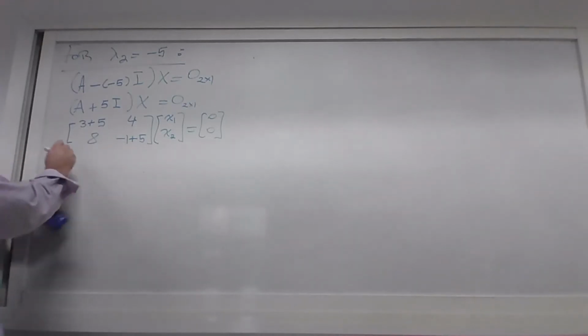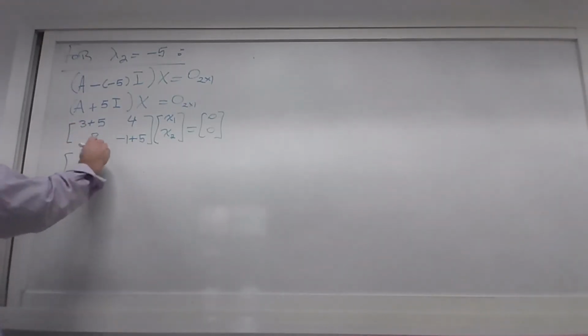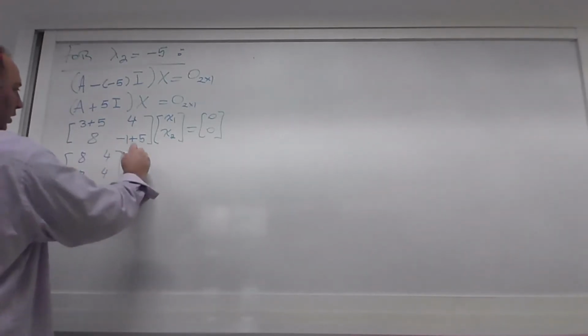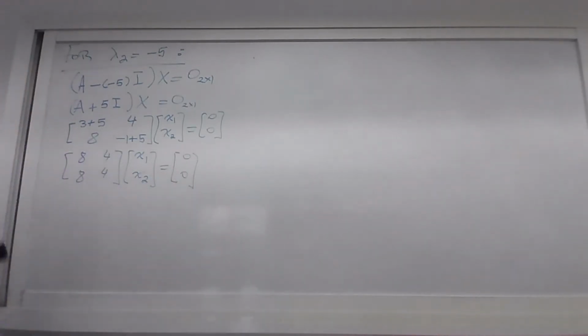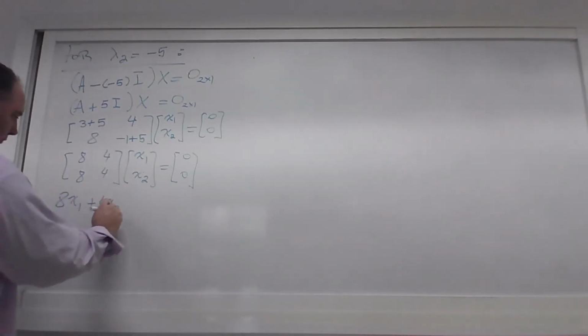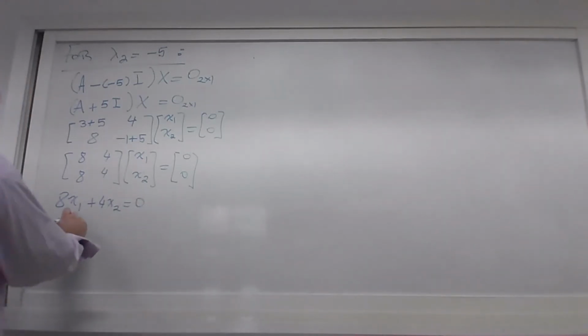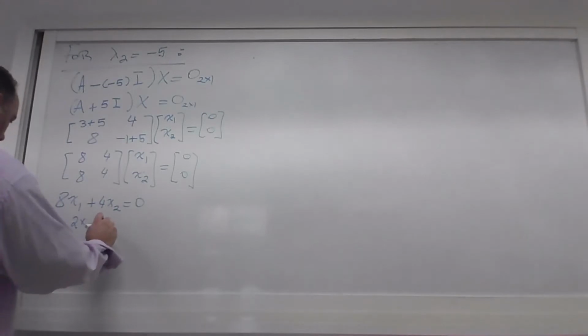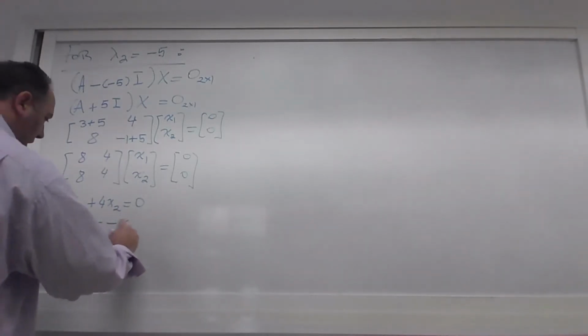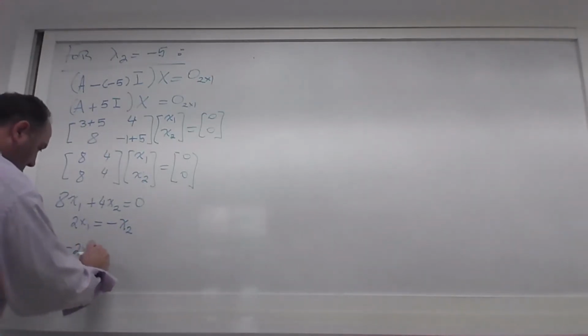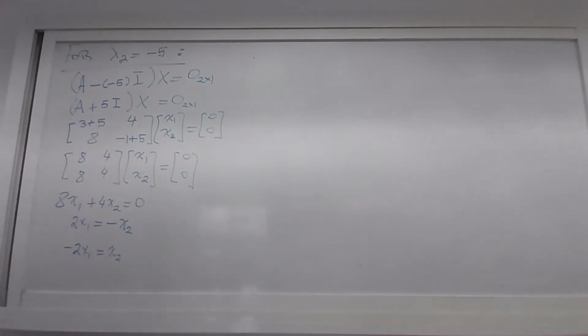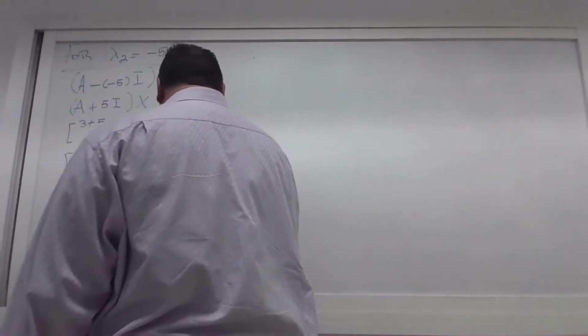So this one is 8, and this is 4, 4. Obviously, we know that the determinant of this matrix is 0. There is one row that is useless. The other one is useful, especially when they are both equal. So I need to solve this equals 0. So I have 2 x1 equal to negative x2. Or, if you wish, negative 2 x1 is equal to x2. So one of them is free, you choose the one you like, it's fine. So a general solution.